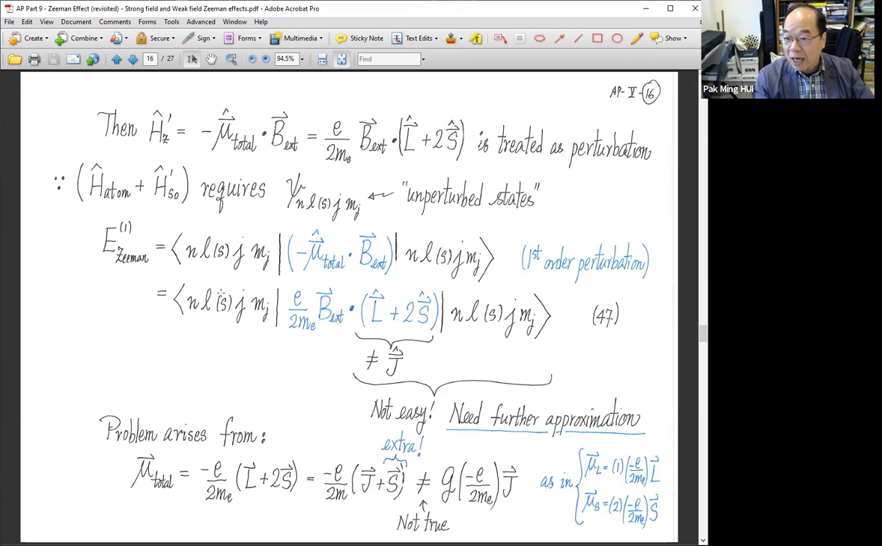Thereby, we need one more approximation than just the first order perturbation to handle this term. But we think it's okay, because after all, we have done the more important part. The spin orbit part is already done. This part is meant to be weak. So although it is not proportional to J, we hope that it will become proportional to J, and then we will see how we can do the approximation.